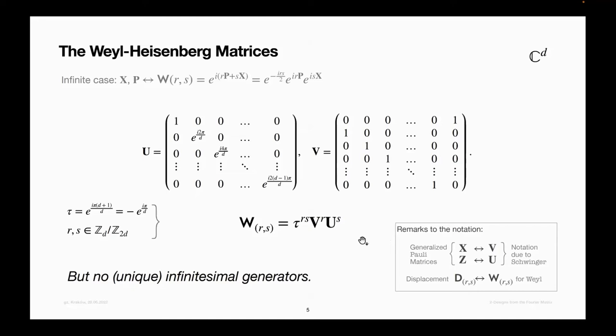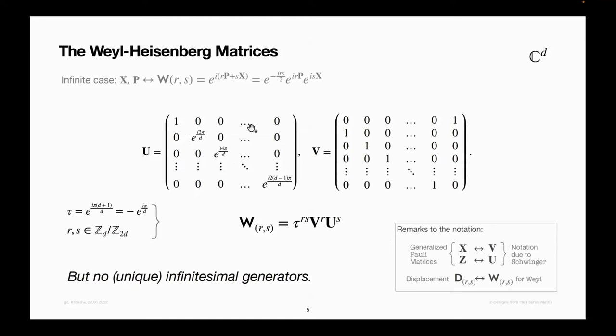One last remark: in physics papers, very often for this matrix, the diagonal generator, a one is put in the center, because this reflects the axial symmetry of the infinite case. We come to the very last slide. I will come back to this shortly.